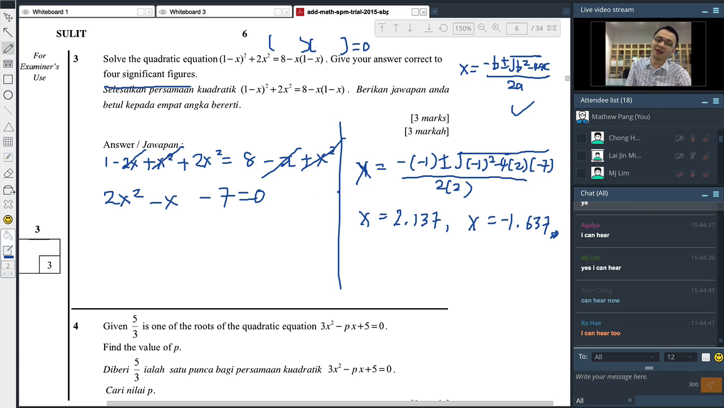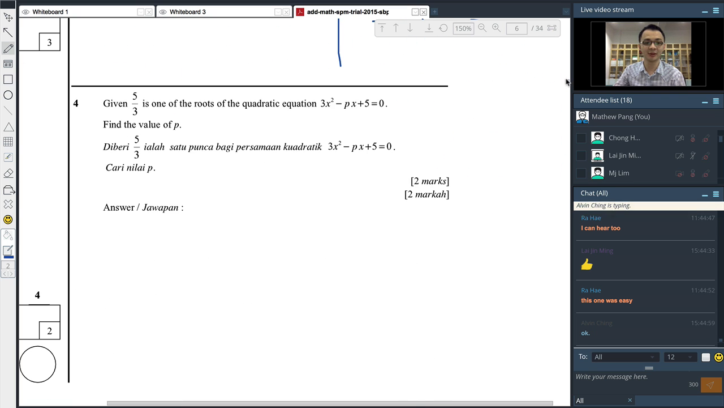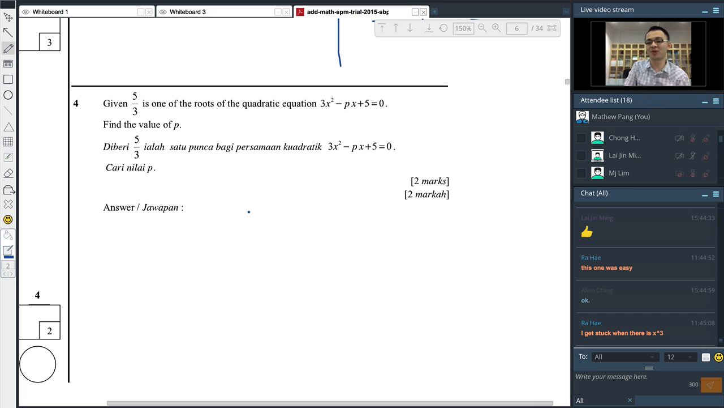Alright, so yeah, this is a simple quadratic question. You just need to factorize and then substitute into this formula, and then you will get these two answers and then round off to 3 significant figures. That's all. Alright. Okay, let's move on to number 4. Okay, this is a bonus question also.